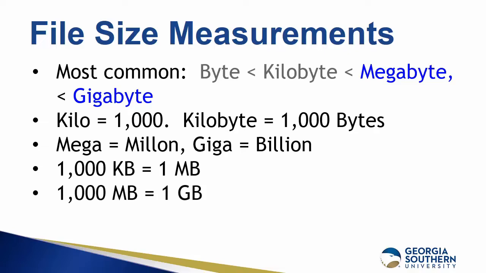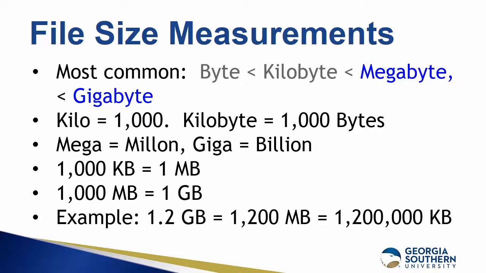It keeps going higher, you get into terabytes and so on. But you'll mostly see megabytes and gigabytes. So an example here. 1.2 gigabytes is really 1,200 megabytes, which could be also 1,200,000 kilobytes, but you probably won't bother to translate that. You're really just going to go back and forth between megabyte and gigabyte. Just know that there's 1,000 megabytes in a gigabyte, and you'll be pretty set for most discussions on files.